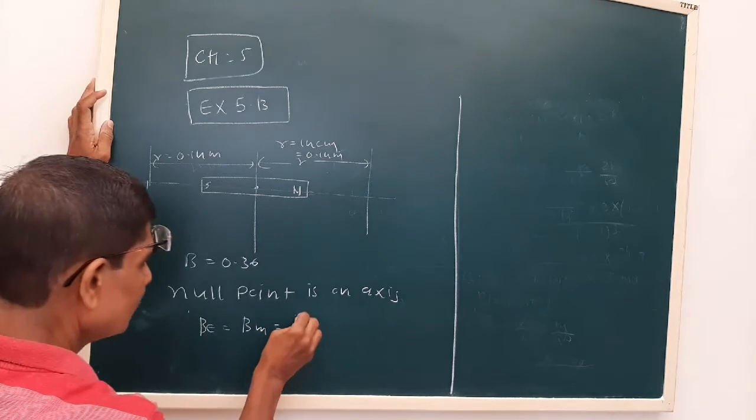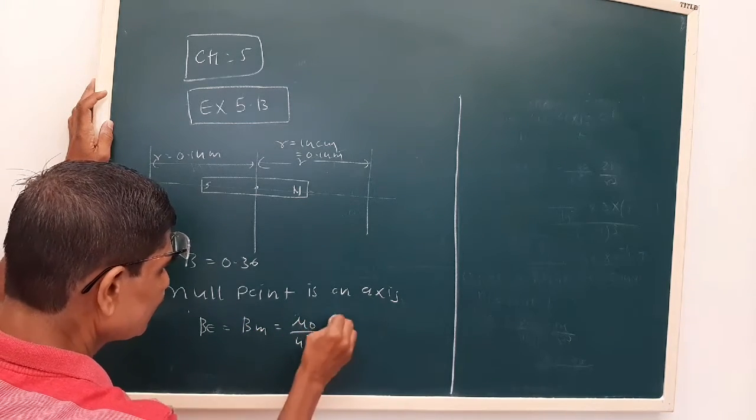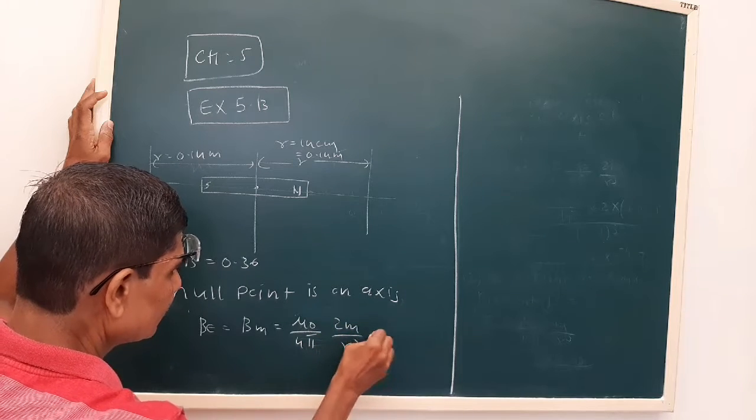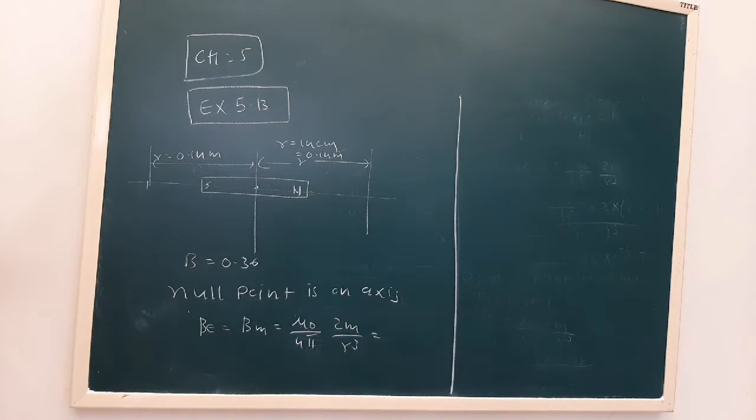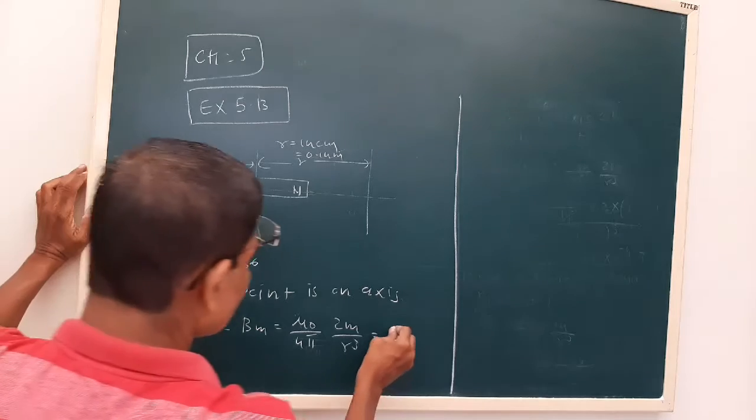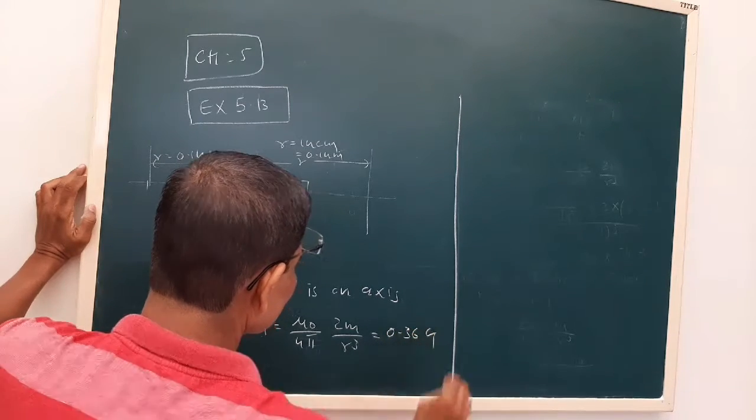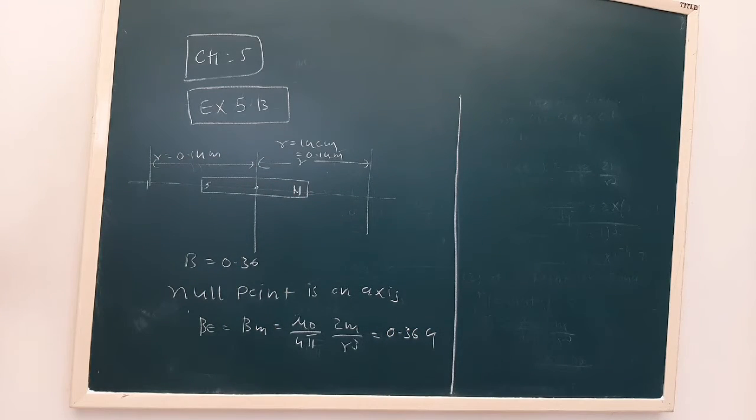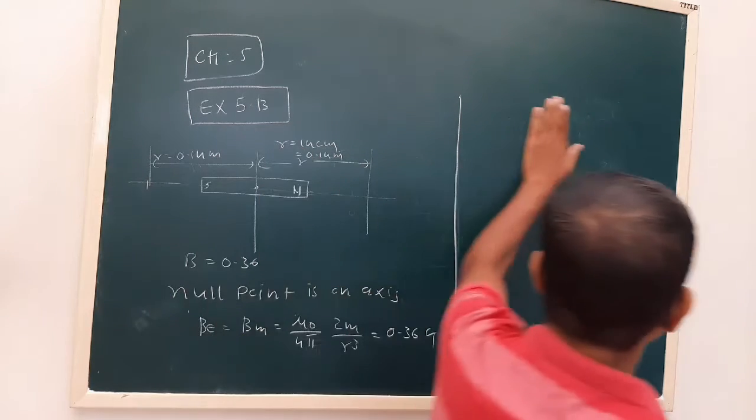That is mu 0 upon 4 pi 2m upon r cube, and that value is given as 0.36 cos. Now, what is the total magnetic field? This is the first part of the question we have seen. What is the total magnetic field on the normal bisector at the same distance? Total magnetic field on the normal bisector.